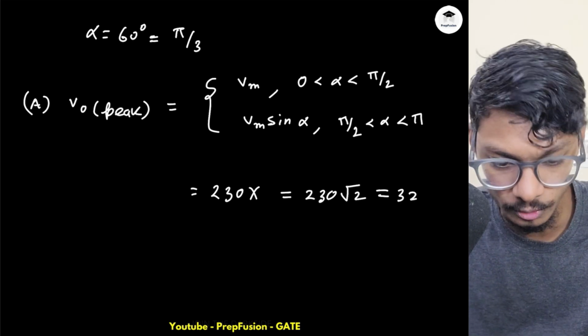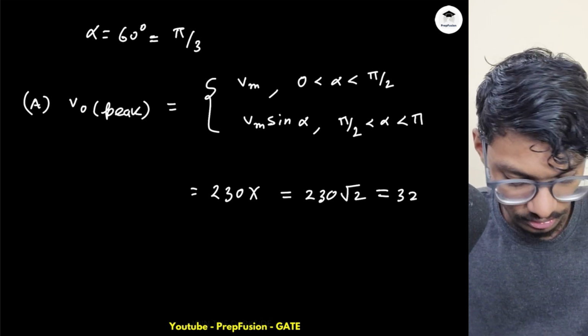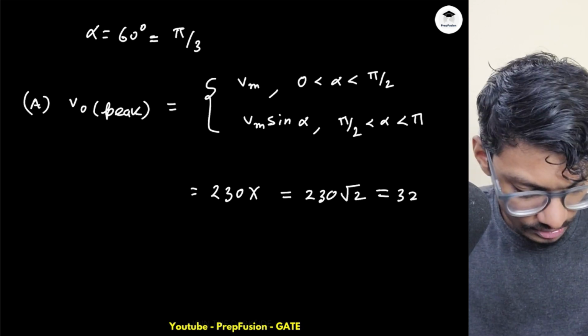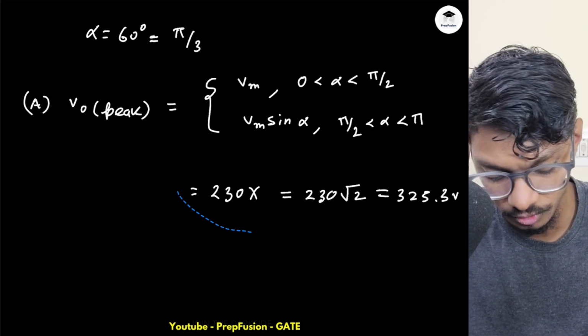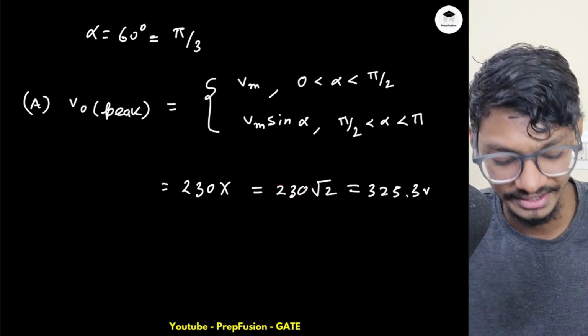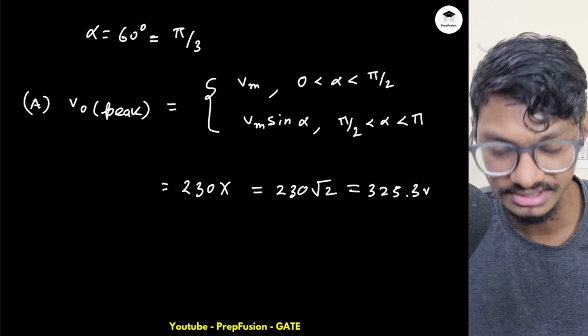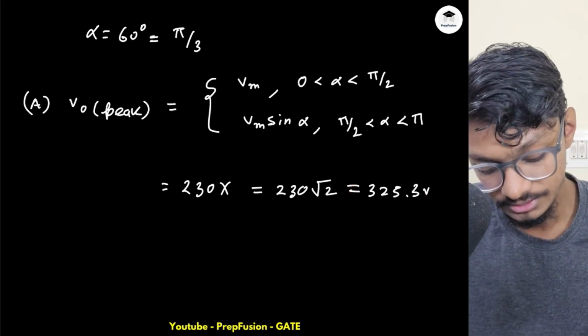So this would be 325 point some value, 325.6 or some value. I will write this as 325.2. So this will be used multiple times. This gets into your brain when you know that 230 is the RMS, then the peak, the maximum voltage, will be 325.3 volts. Okay, so this is the VO peak.